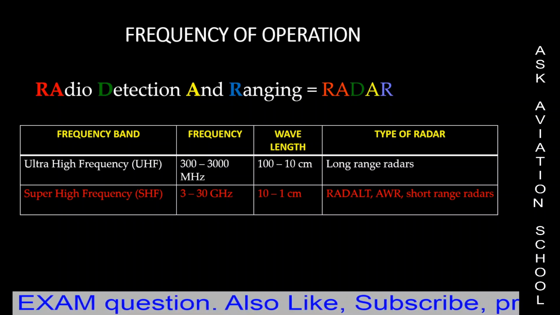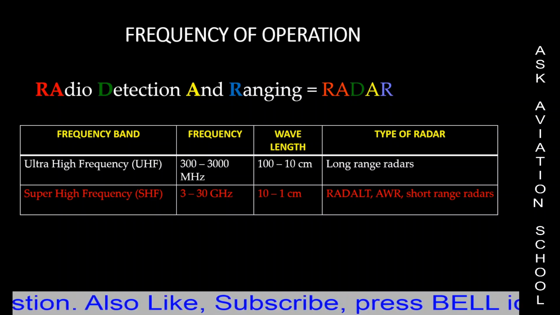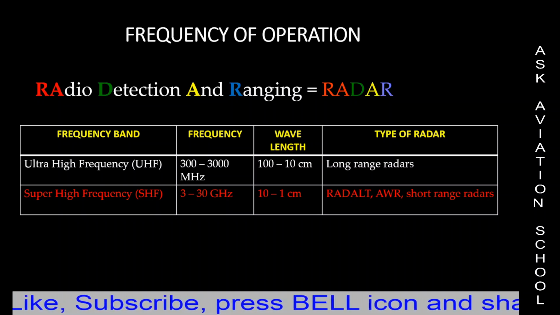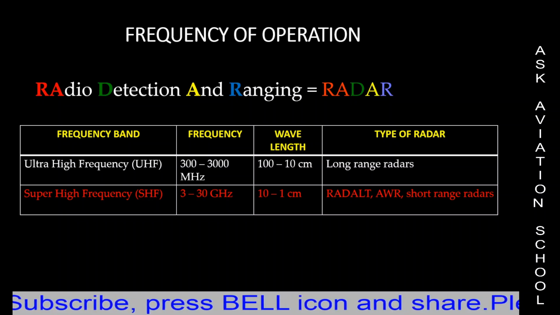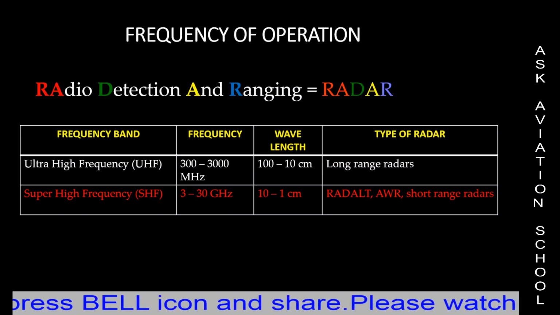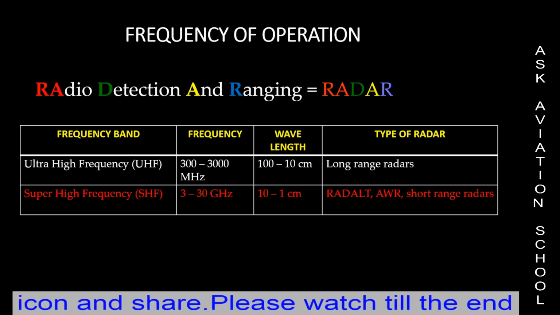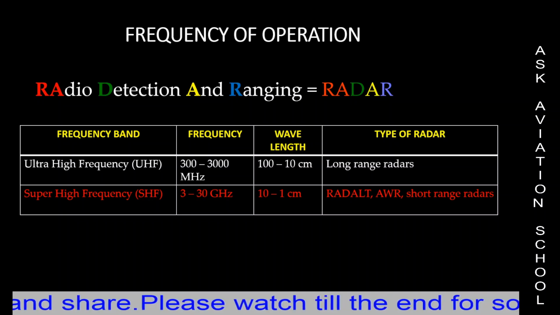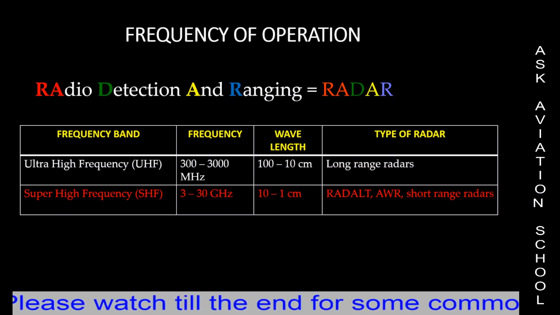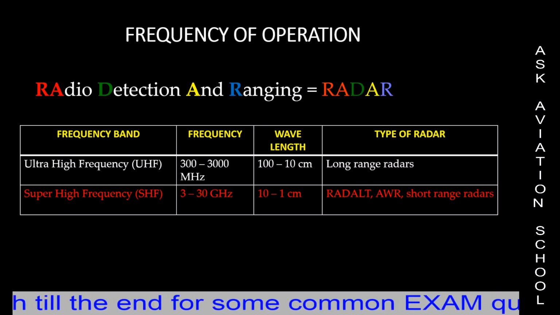Radars use a frequency band of ultra high frequency and super high frequency. On the ultra high frequency, the frequency ranges from 300 to 3000 megahertz and the wavelength ranges from 10 centimeters to 100 centimeters, and they are typically used for long range radars. Whereas in the super high frequency band, the frequency is about 3 to 30 gigahertz and the wavelength is from 1 centimeter to 10 centimeters, and they are typically used in radio altimeters, airborne weather radar and for short range radar.